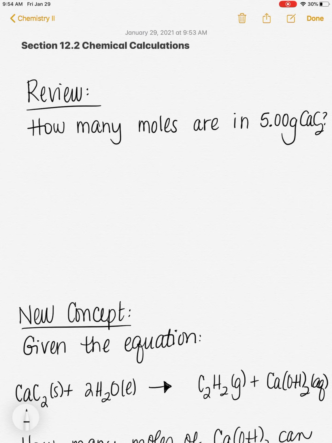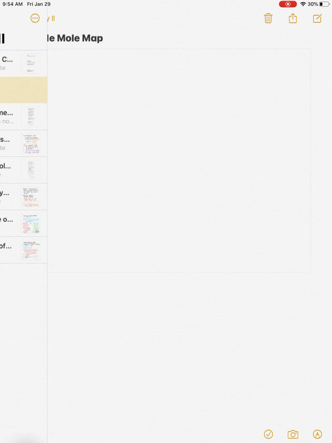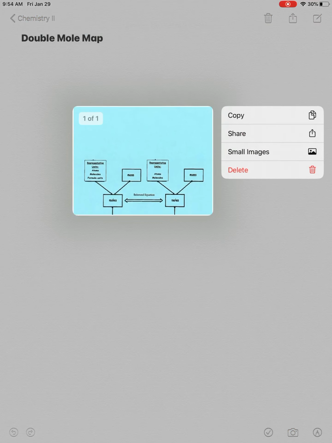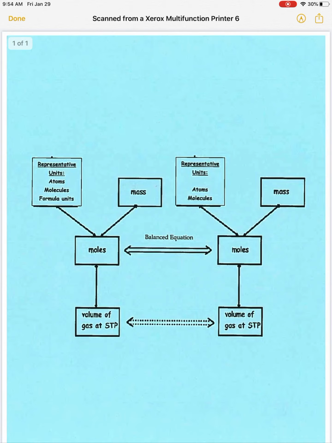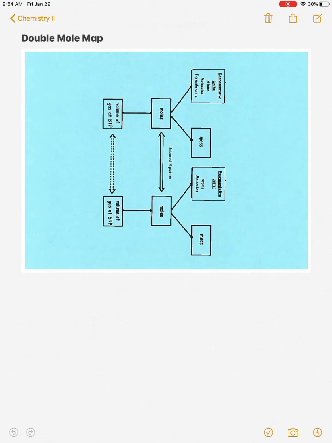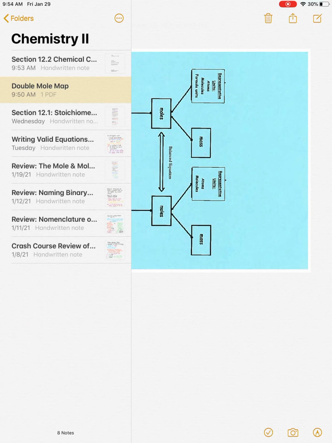A new tool that we are going to introduce today, which I have posted to Google Classroom, is our double mole map, which looks something like this right here. If you have a printer, I would encourage you to have this printed and beside you. If you don't, you might want to just pull that up off of Google Classroom so that you have it to reference. So let's go back to our notes today.